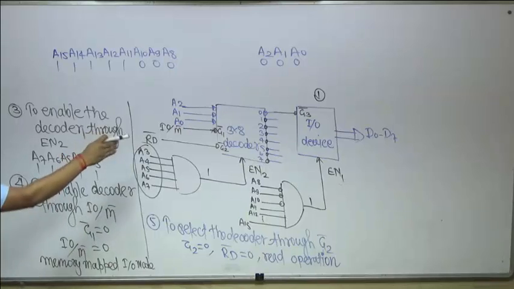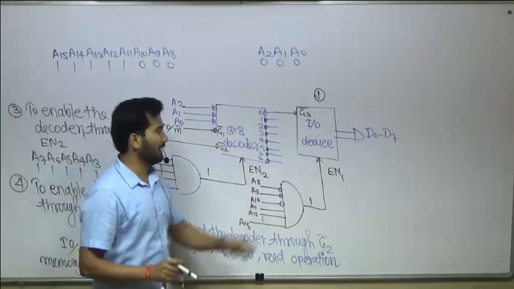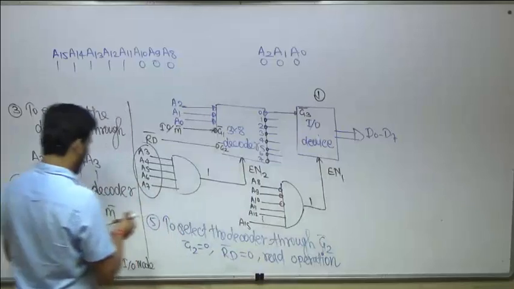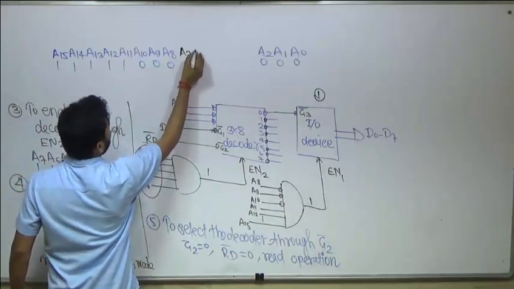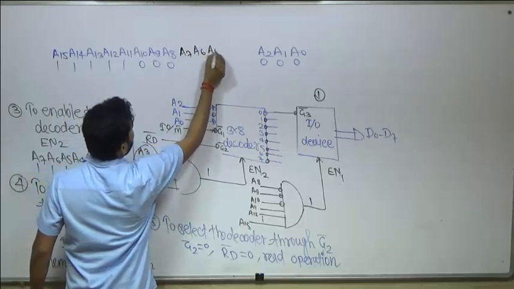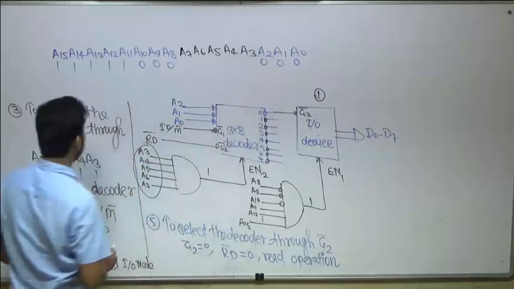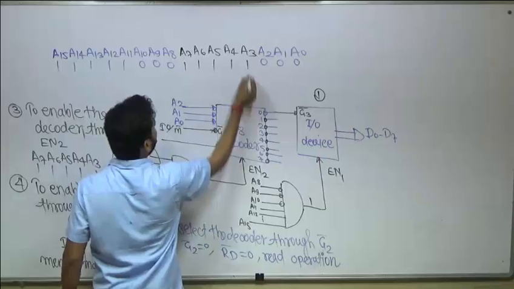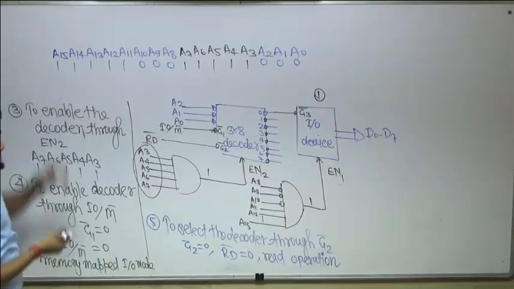we have selected the 3:8 decoder through this pin. We have selected the input output device through this pin. Now we have got the condition over the address lines A7, A6, A5, A4, A3. This should be 1, 1, 1, 1, 1. Okay, now these are the conditions over the address lines.